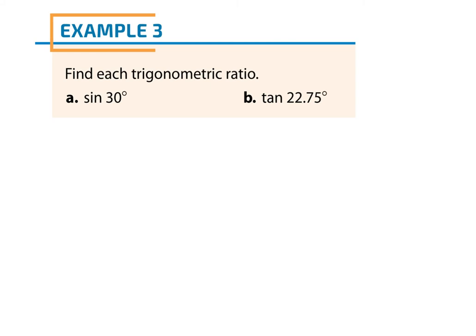Sine of 30 we already did. Find the tangent of 22.75 in your calculator, and round to 4 decimal places. 4 decimal places for these.